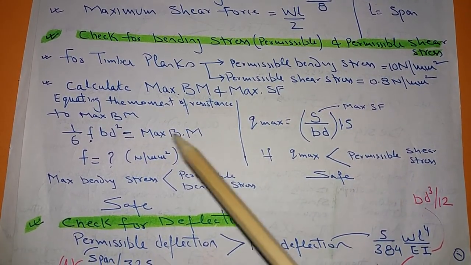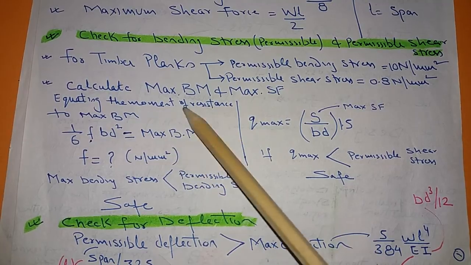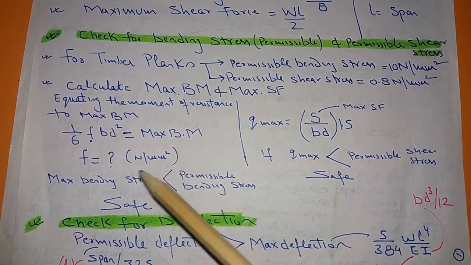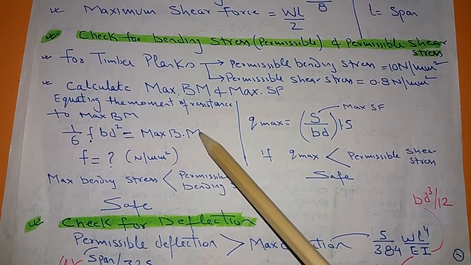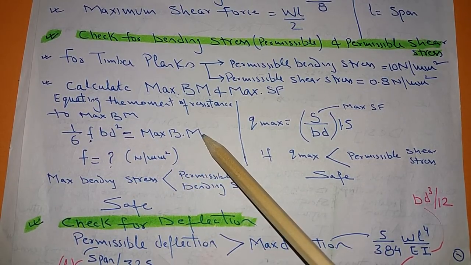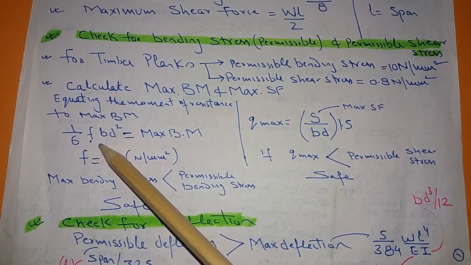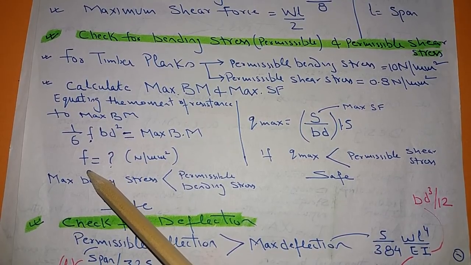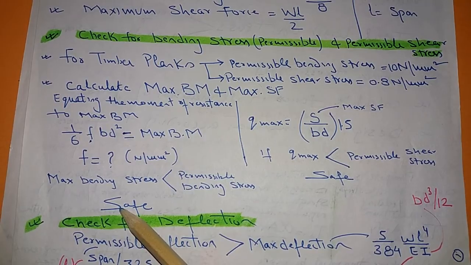Now, how to calculate? First, we will calculate bending stress. First step, equating the moment of resistance to maximum bending moment. The formula is 1 by 6 F B D square equal to maximum bending moment. F is bending stress which you have to calculate. Maximum bending moment you have calculated already. Then B and D. B is 1000 millimeter. D is the thickness you will choose. Then you get F, bending stress. If bending stress is less than permissible, then it is safe.